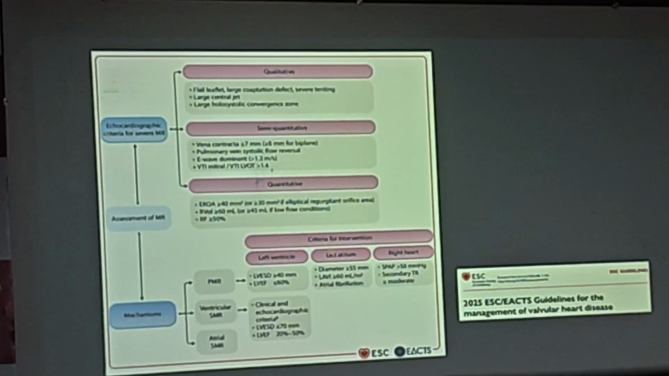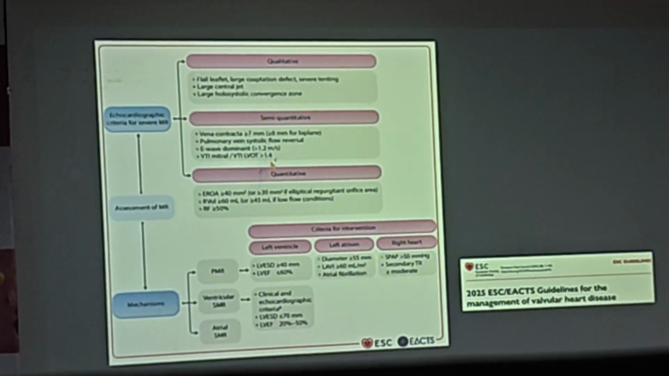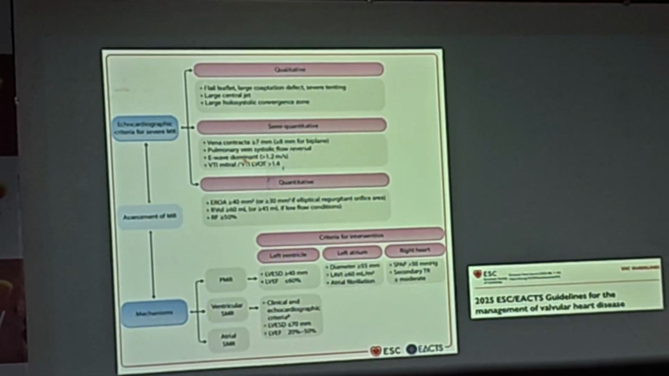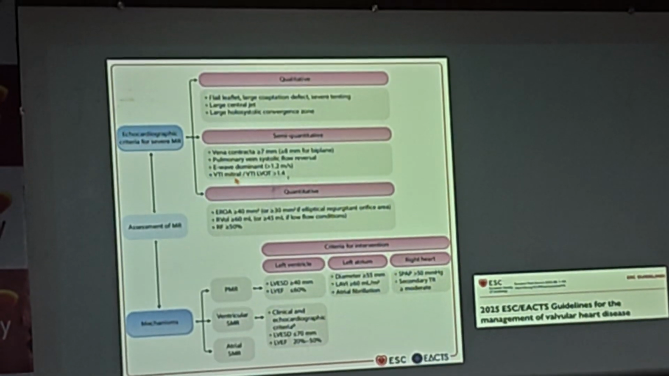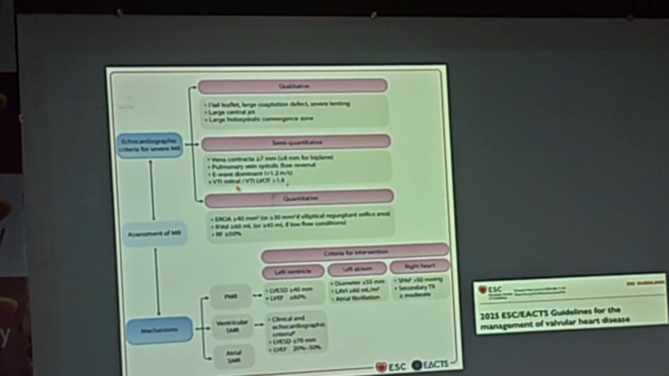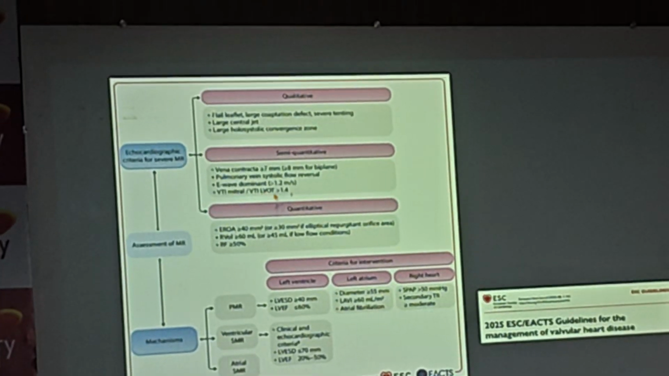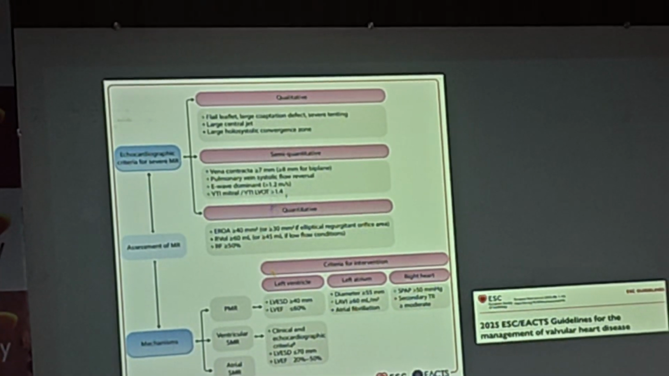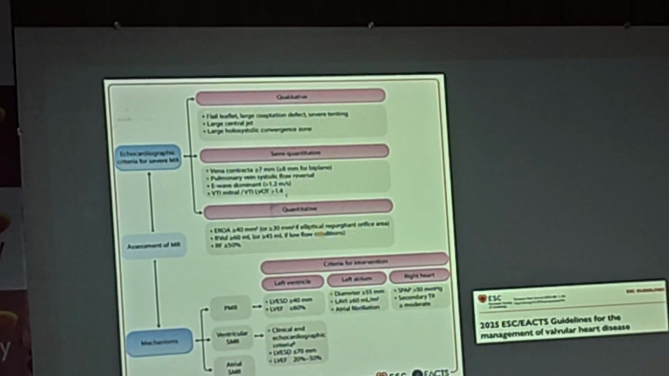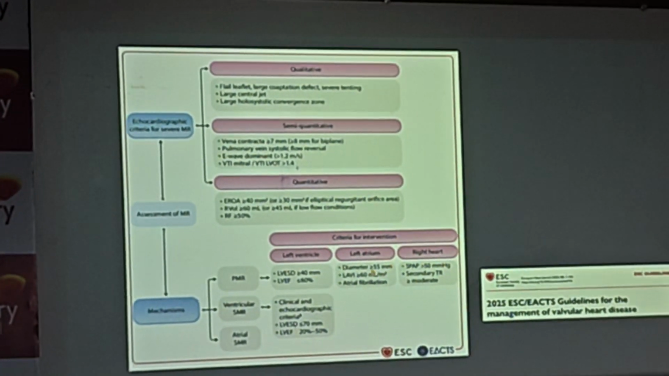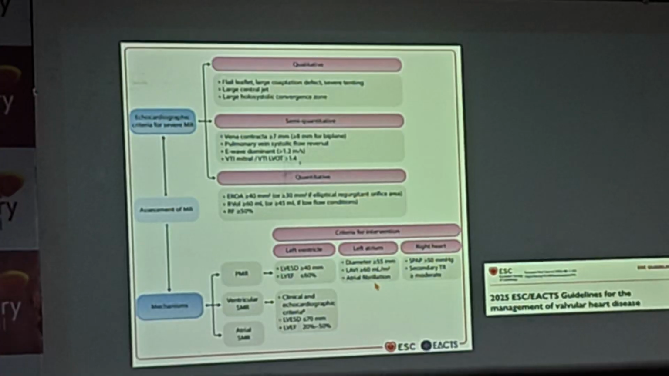Again, you can see that the key parameters here focus on vena contracta, the pulmonary vein, and the E. The European Society also has some focus on the VTI of the mitral divided by the VTI of the LVOT, and then has this number. So here and there are a few parameters depending on which society it is. And then looking at the LA size.